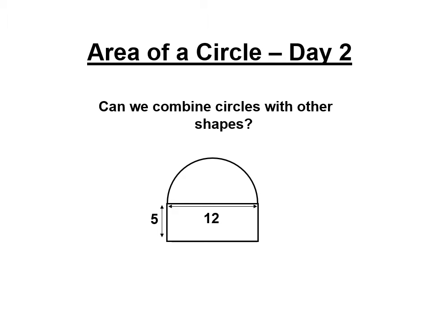All right, so now we're going to do more complicated shapes. Hopefully you see half a circle and a rectangle. So you would find the area of the rectangle, and you would add it to the area of half a circle.